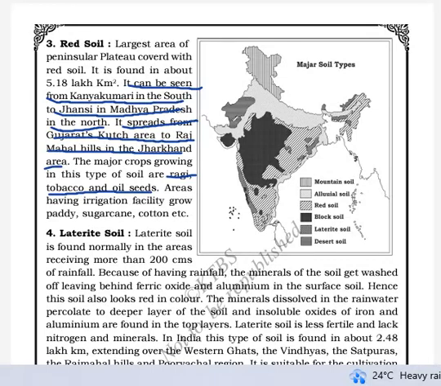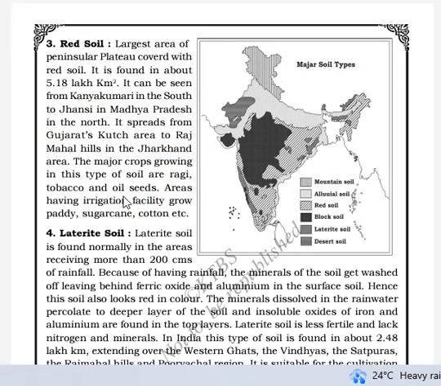Areas having irrigation facility grow paddy, sugarcane, cotton, etc. Now, there are some parts in India where irrigation facility is not so good, but in some parts of our country, irrigation facility is very good. If irrigation facility is good and in that area red soil is present, then in that red soil, paddy, sugarcane and cotton can also be grown. So you have to remember that in red soil, ragi, tobacco, oilseeds are grown. Apart from that, if the area gets proper water, then paddy, sugarcane and cotton can also be grown.